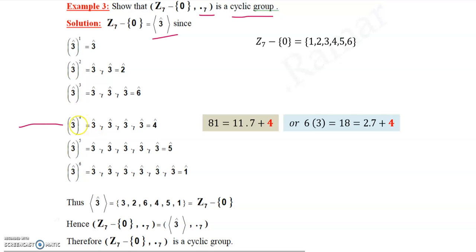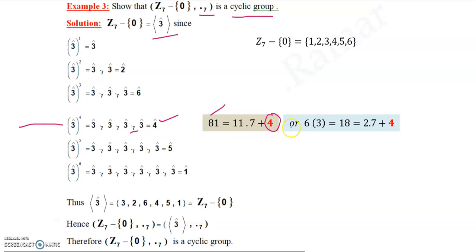See, 3 power 4 means 3, 3, 3, 3. How much is the answer? 81. If you multiply, you get 81, which we can write as 11 times 7 plus 4, because here your binary operation is multiplication modulo 7. So I first multiply all the 3's, which gives 81. Then I apply modulo 7: 11 multiplied by 7 plus 4 is equal to 81, which means your remainder 4 is the answer here.